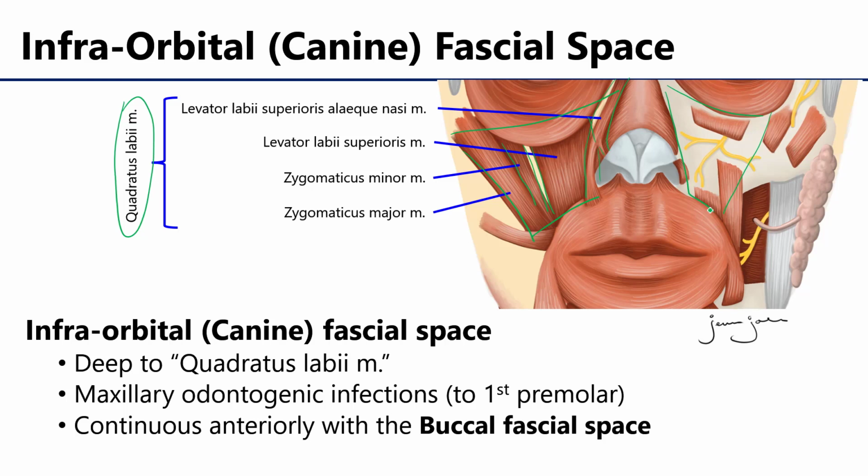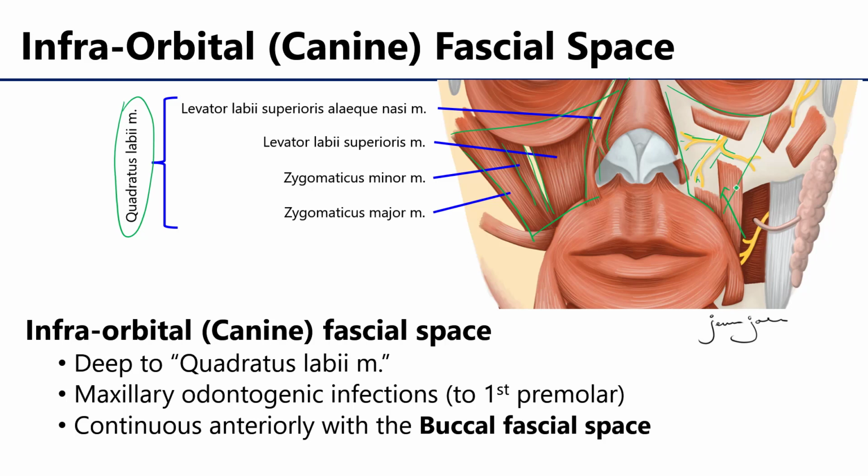And that space is known as the infraorbital or canine fascial space. Anatomists refer to this as the infraorbital space. Clinicians refer to it as the canine space. Now, running through this space will be the infraorbital nerve. So this is a branch of the maxillary division of the trigeminal nerve, or V2. This is the terminal branch of that. We also have the facial artery and vein ascending and descending through this space.